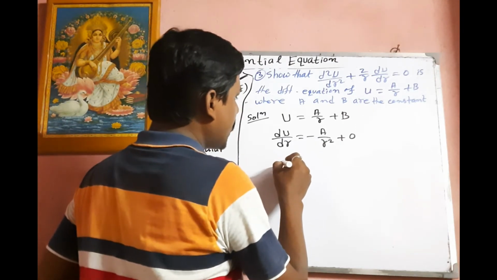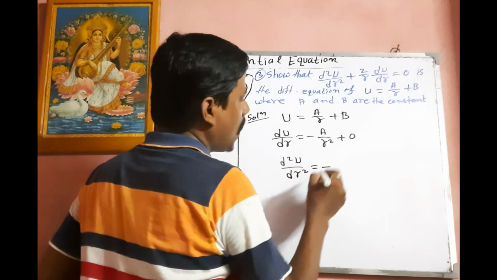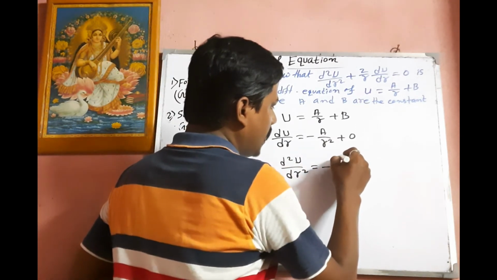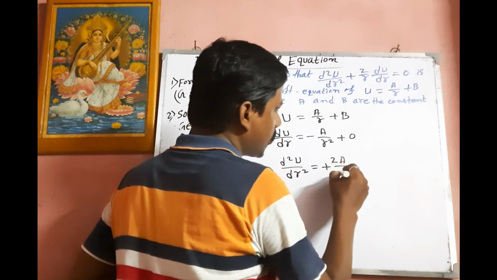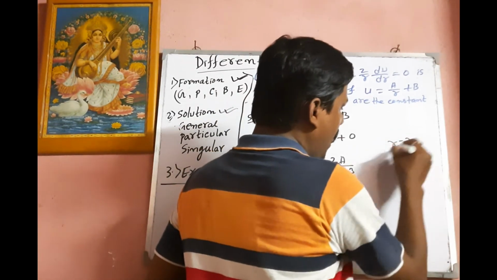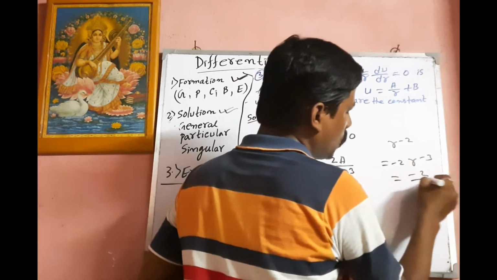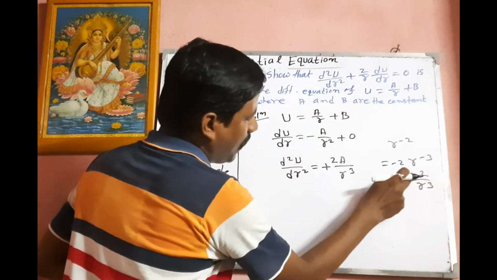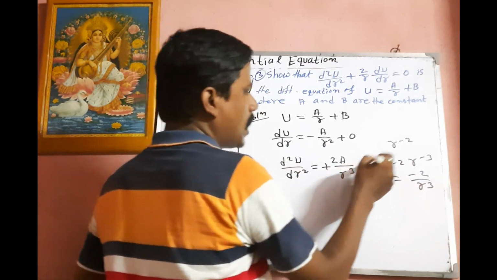Now the second time derivative we get, and this will be minus, and similarly a by... how we get this: the derivative of r to the power minus 2 will be minus 2 by r cube. It is multiplied with this one, then we get minus and minus will be plus, and 2 multiplied with a is 2a, and r cube is there.